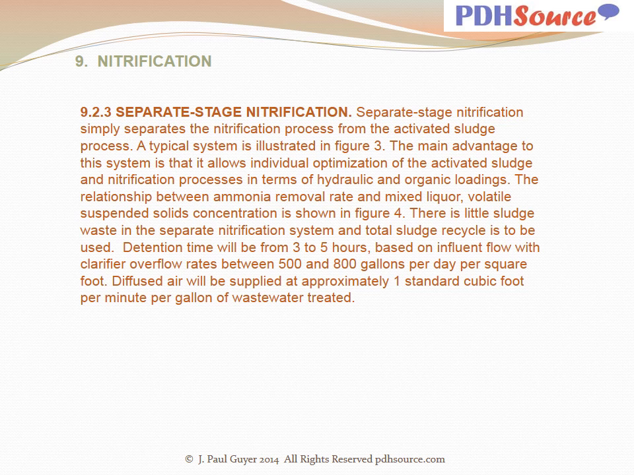Separate stage nitrification simply separates the nitrification process from the activated sludge process. A typical system is illustrated in Figure 3, which you will see shortly. The main advantage to this system is that it allows individual optimization of the activated sludge and nitrification processes in terms of hydraulic and organic loadings. The relationship between ammonia removal rate and mixed liquor volatile suspended solids concentration is shown in Figure 4. There is little sludge waste in the separate nitrification system, and total sludge recycle is to be used.